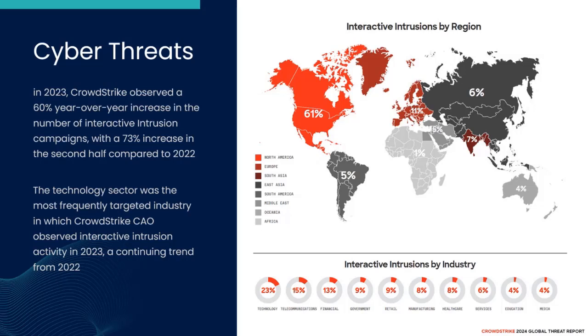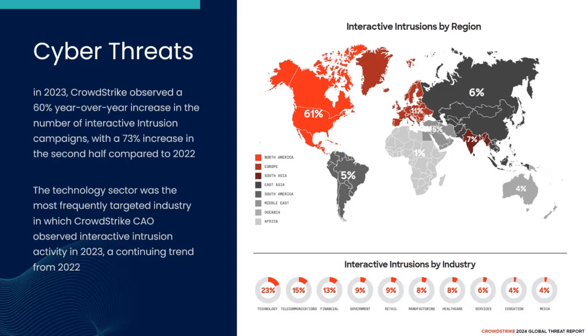attack or malicious activity. As you can see here, in 2023 CrowdStrike has observed a 60% year-over-year increase in the number of interactive intrusion campaigns. So here we are talking about almost malware-free activity, with a 73% increase in the second half compared to 2022.